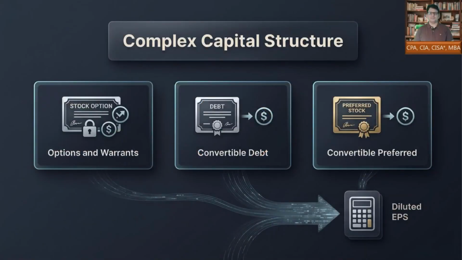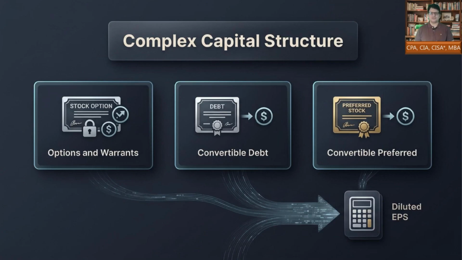A complex capital structure includes instruments that are not common shares today but could become common shares later. Options, warrants, convertible debt, and convertible preferred stock are classic examples. If including those instruments would reduce EPS, they are dilutive, and diluted EPS must be presented.